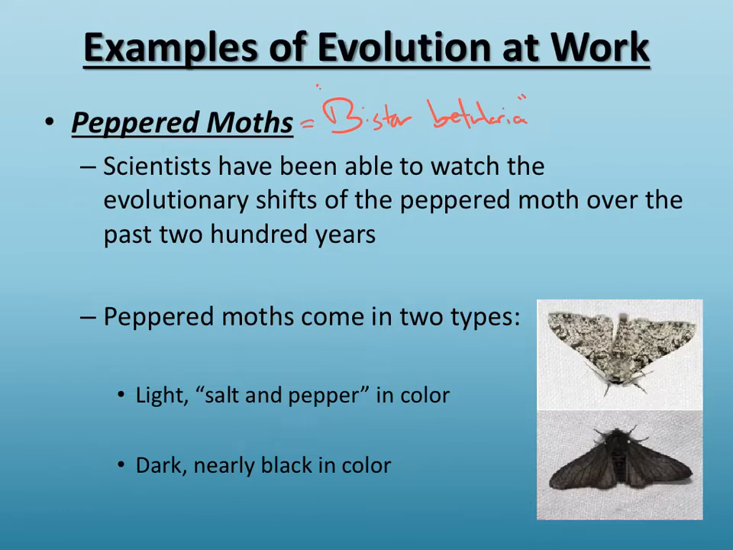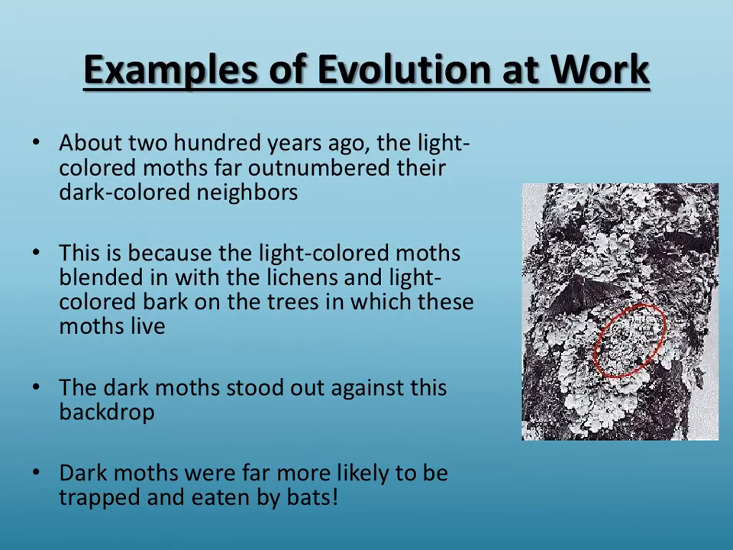You've got a lighter colored version called the salt and pepper moth, and you've got a dark, almost black version that you see here. Right? And so basically these moths can come in either of these colorations. Now, a couple hundred years ago, the light-colored moths far outnumbered the dark-colored neighbors. I'm making up these numbers, but let's just say, you got 90% light ones and about 10% dark ones. And the reason was because of camouflage.